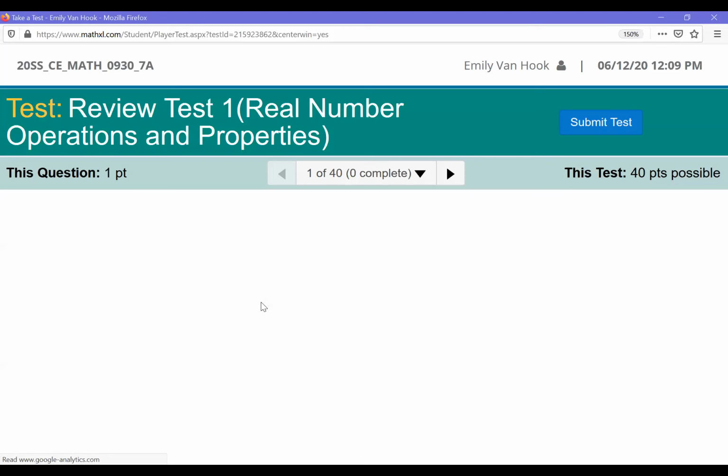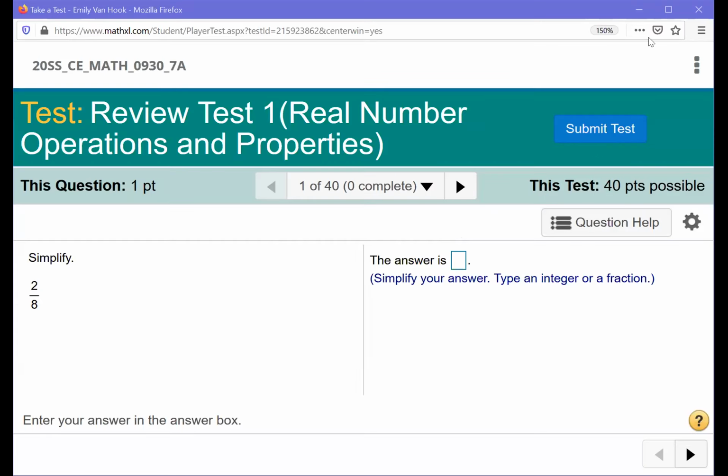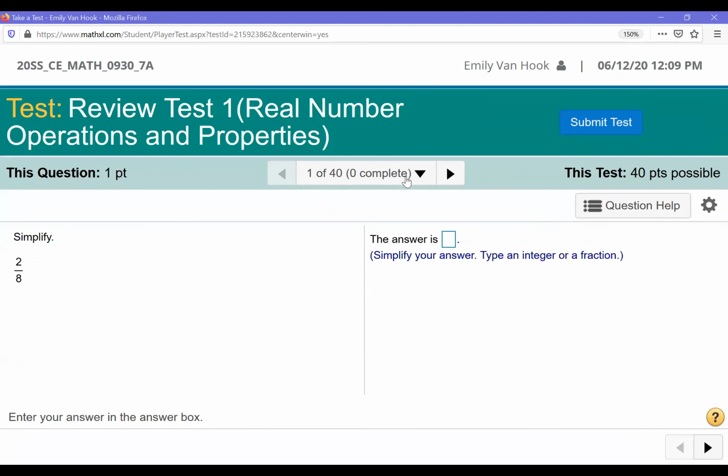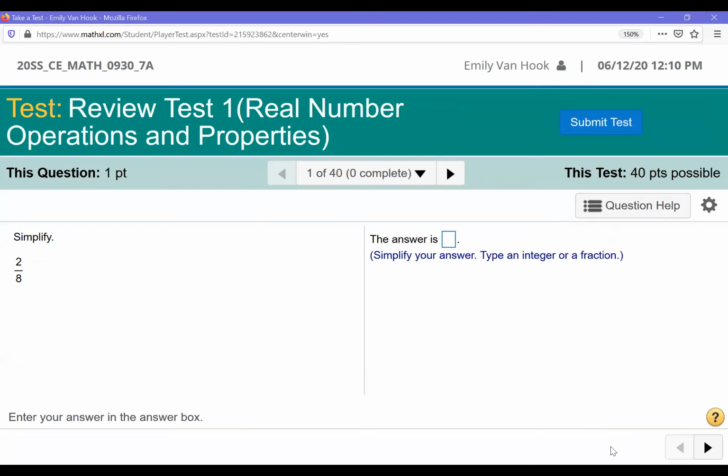Okay, so taking this test is similar to taking the quiz. It looks like there's no time limit on this review test, so you can take as long as you want. So you can also close out of it and come back to it, unlike a real test where you cannot do that. And it looks like for this review test, the help options are left in. I forgot about that. That's for your own good. Okay, so take advantage.